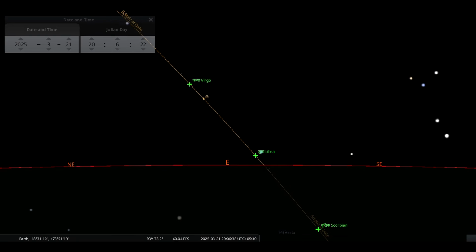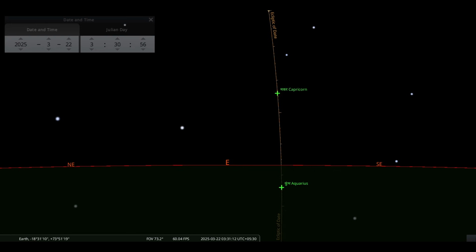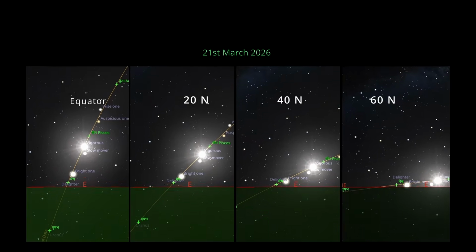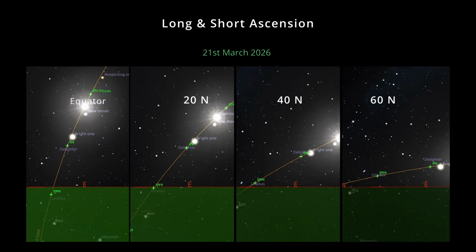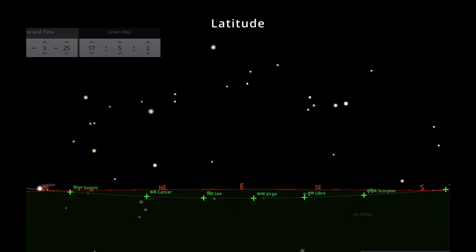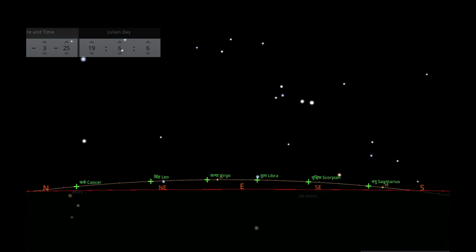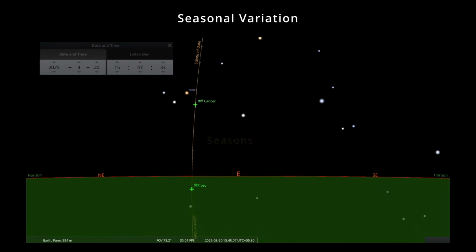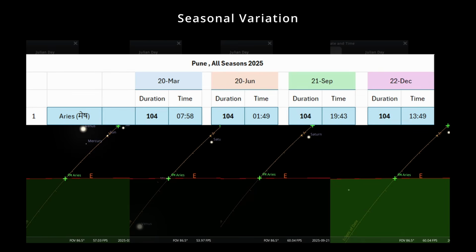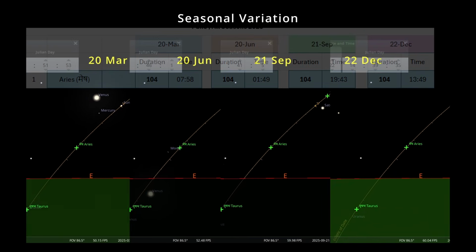We started by watching the horizon. Some signs rising quickly, others slowly. Now you know why. One tilted path, four consequences. Long and short ascension. The angle of the ecliptic at the horizon determines how long each sign takes to rise. Latitude. The closer you are to the poles, the more extreme the difference becomes, until some signs barely rise at all. Seasonal variation. As Earth orbits, the ecliptic shifts, and the same sign rises at different times of the year.